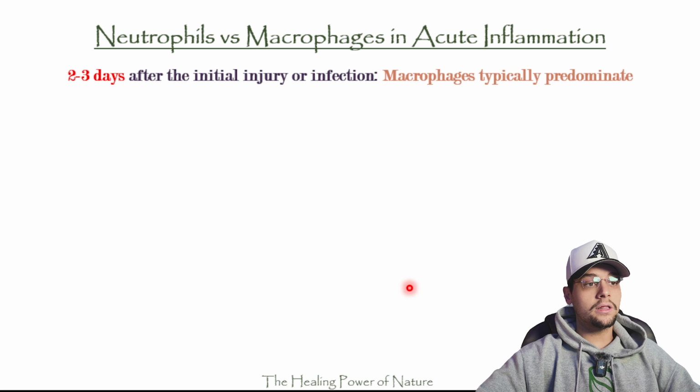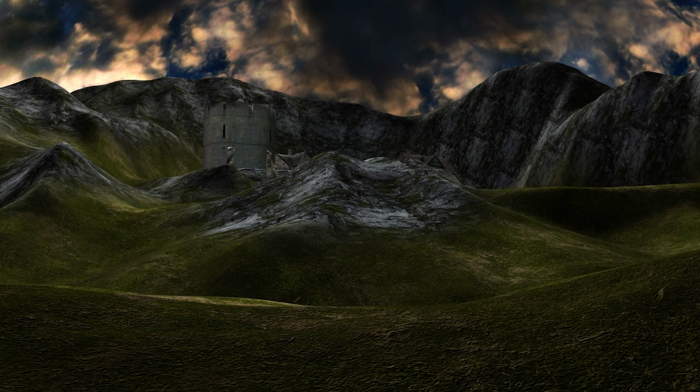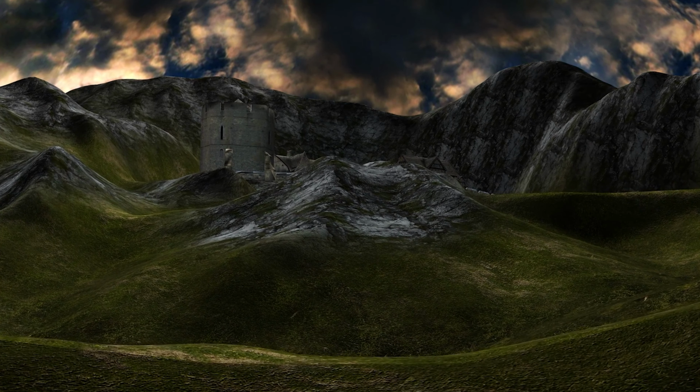So to begin, let's talk a little bit about macrophages and acute inflammation. I want you to imagine a castle, the castle representing your body, which is under attack by invading bacteria or pathogens. The first responders are the neutrophil army, okay? So the castle sounds the alarm, inflammation begins, and neutrophils arrive immediately.